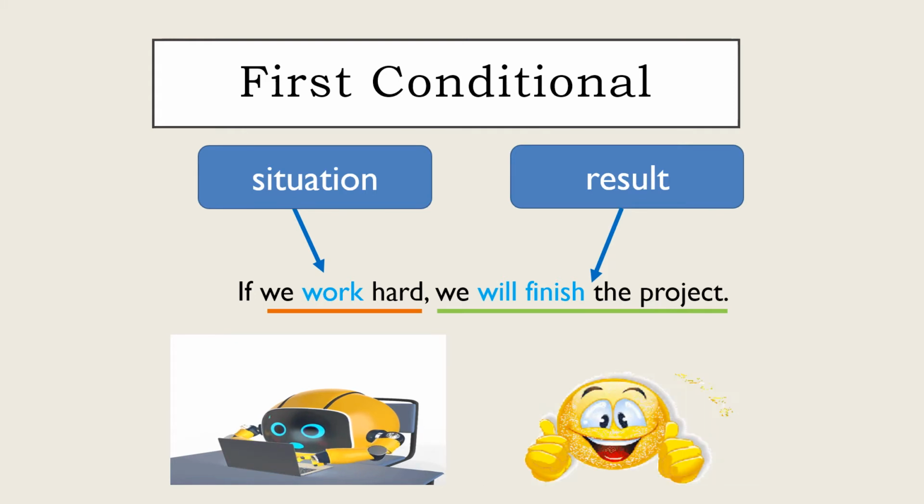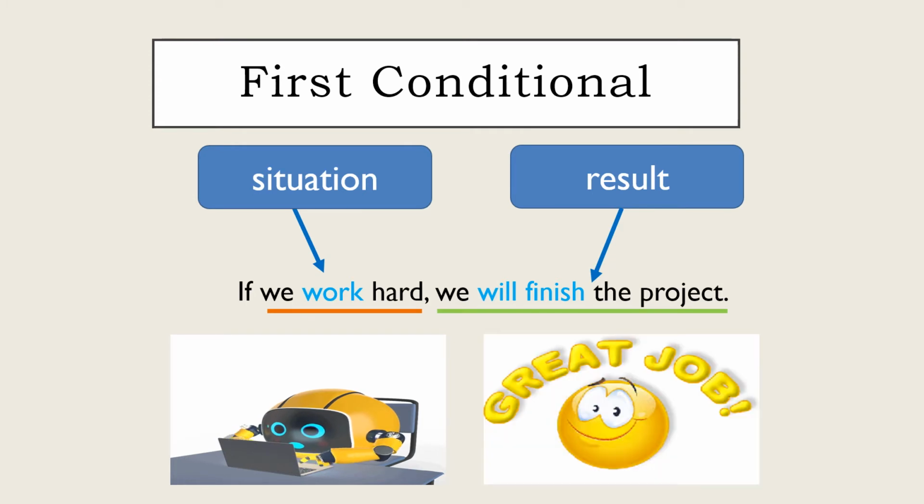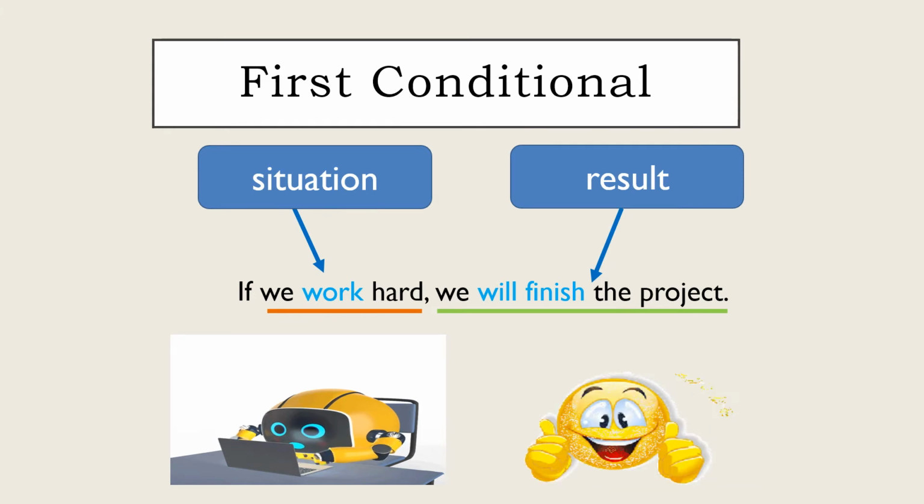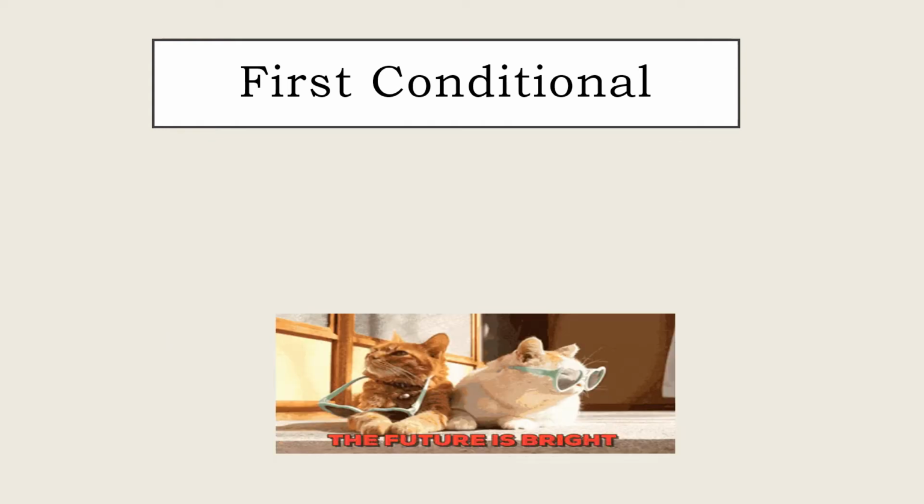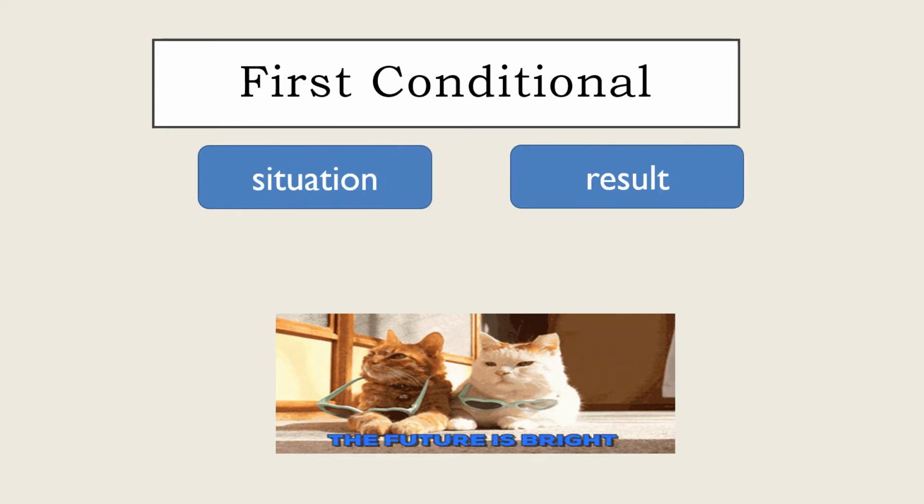This is what we predict will happen. Here, I am saying it is possible that we finish the project on the condition of working hard. Ianya satu kemungkinan yang akan berlaku sekiranya ataupun dengan syarat kita bekerja keras. There are two parts when we make first conditional sentences. We have the situation and the result. Ada dua bahagian untuk membentuk ayat bagi first conditional, iaitu situasi dan keputusan.